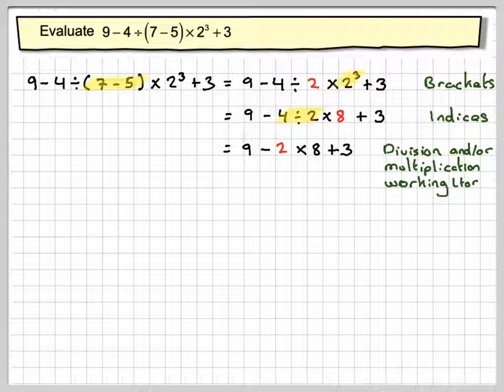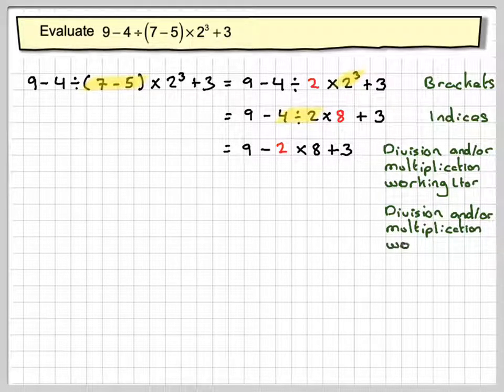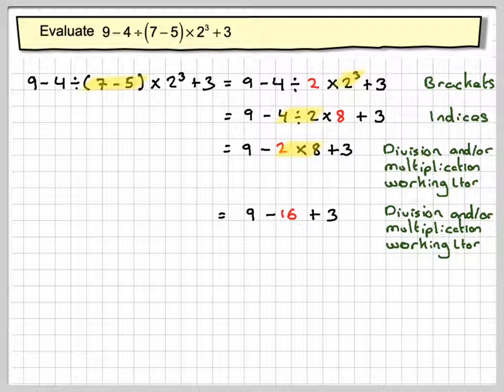Now we look at it again, and the first thing we'll do is a division or multiplication, working left to right. So that will be the 2 times 8. So we'll do 9 minus 16 plus 3.